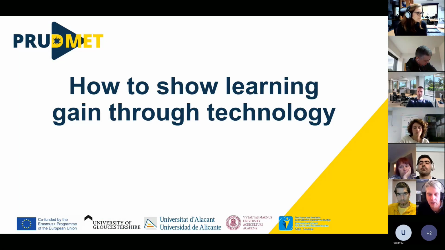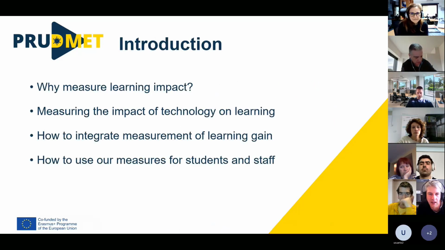Okay, so the title of this session is how to show learning gain through technology, and it goes through 4 sections. First of all, starting off with why measure learning impact, then thinking about measuring learning impact of technology, also measuring the impact of technology on learning, how to integrate measurement of learning gain into what we do, and how to use our measures for students and staff.